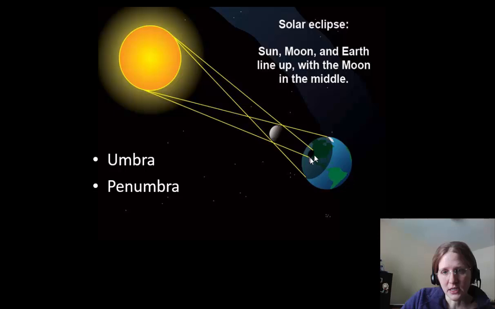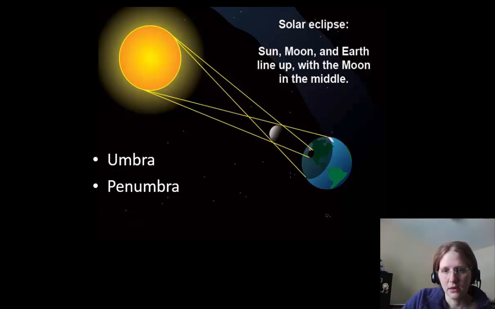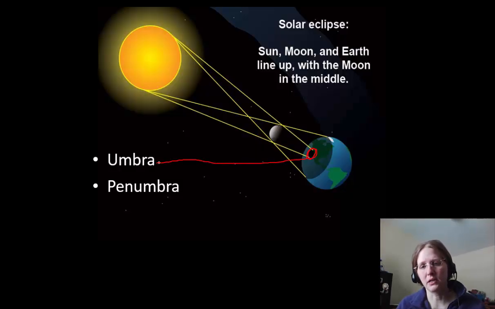If you are in this tiny little region on Earth, you would end up being in a complete shadow. The complete shadow is called the umbra. What those yellow lines are trying to show you is that there's no way you can get sunlight to that part of the Earth. It is completely blocked. So umbra, think of that as total shadow.